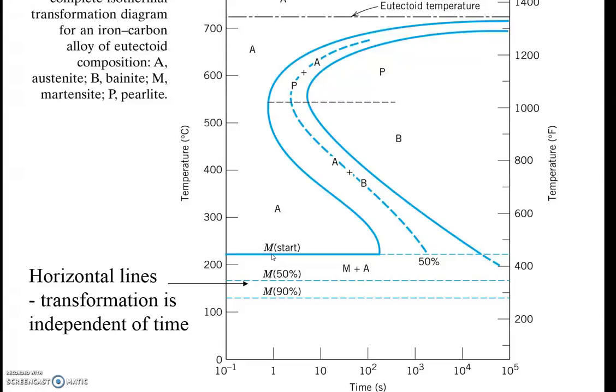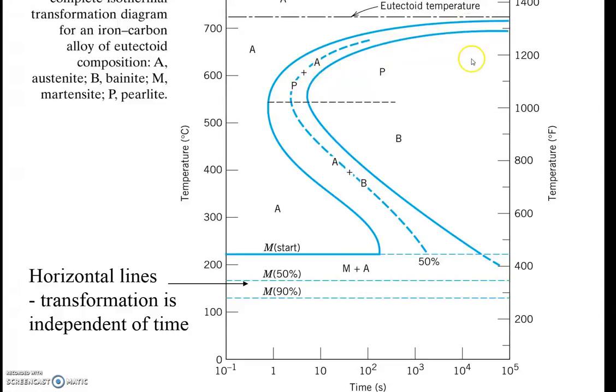Depending on what temperature you cool down to, if we cool down to, let's say, 130 degrees Celsius, we would have 90% martensite and the remaining would still be austenite. If we cool down to this one here, which is probably about 160 degrees, you'd have about 50% martensite and 50% austenite, and so on. Very important to note that the transformation from austenite to martensite is diffusionless.